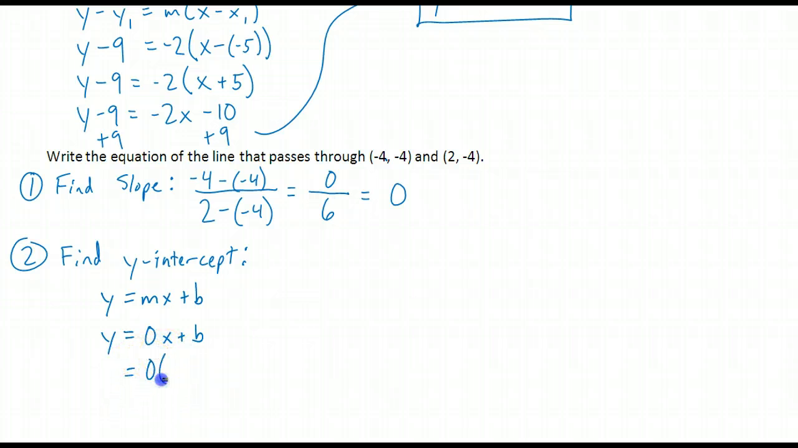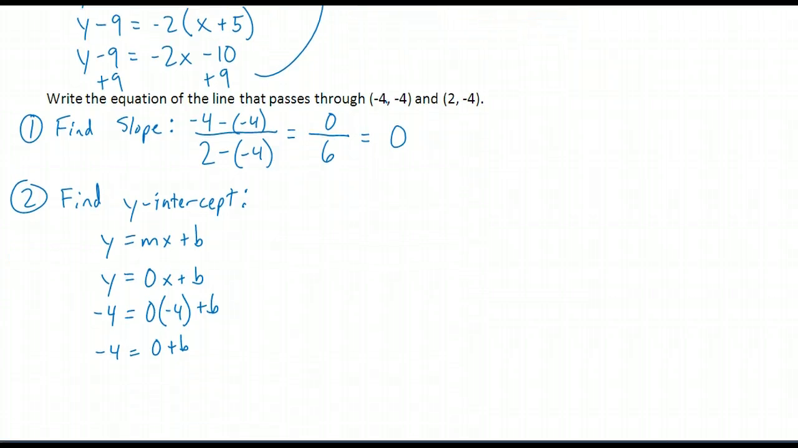So I'm going to do that. I'm going to plug in negative 4 for x, and my output is going to be negative 4. So this x value gets put right here, and this y value gets put right here. And I still have the plus b. Now I just need to do the math. 0 times negative 4 is 0. And solve for b. 0 plus b is just b. So in this case, b equals negative 4.